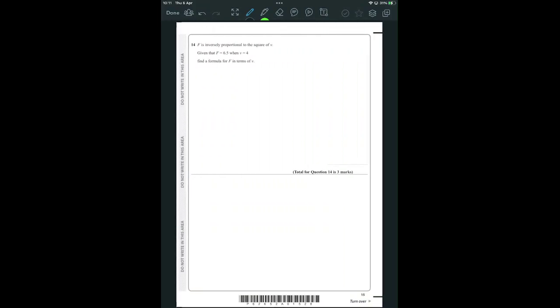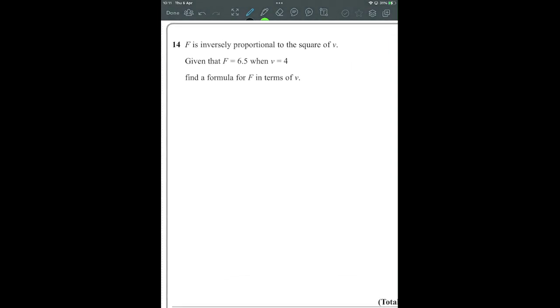Question 14. Inverse proportion. These proportion questions are very similar every year. They can throw curveballs, but rarely. F is inversely proportional. So F is proportional to, inverse means 1 over the square of V. 1 over V squared. That's all that first question's told me. Well, I want to actually turn that into something useful. So we change the alpha symbol, the proportionality symbol, into equals K. For inverse, we can just put that K on top.